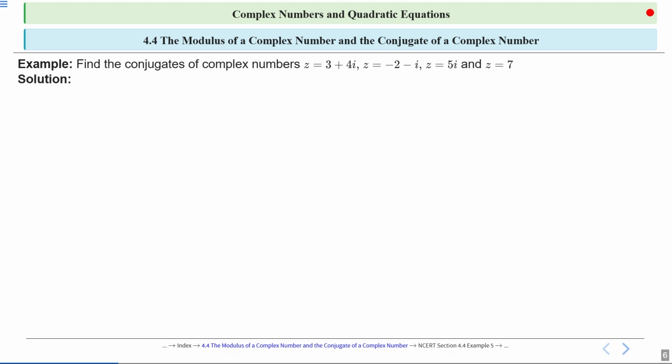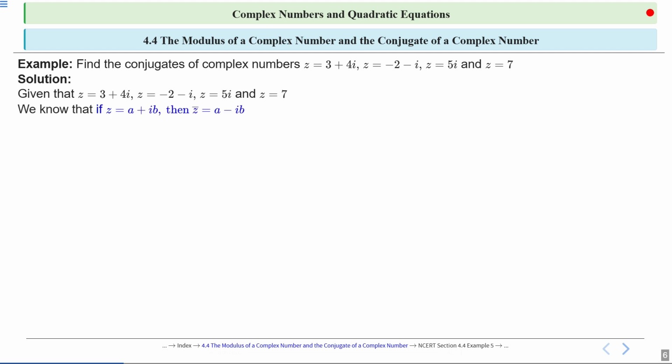So let's start with the solution. We will go through each number one by one and find its conjugate. So pay close attention to the process, as this is a common type of question in exams. So first, let's see what we have been given. So we have given that z equals 3 plus 4 times iota, z equals minus 2 minus iota, z equals 5 times iota, and z equals 7. So we will use these values in our calculations as we find their conjugates.